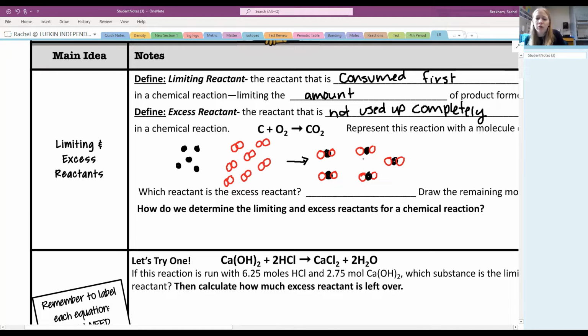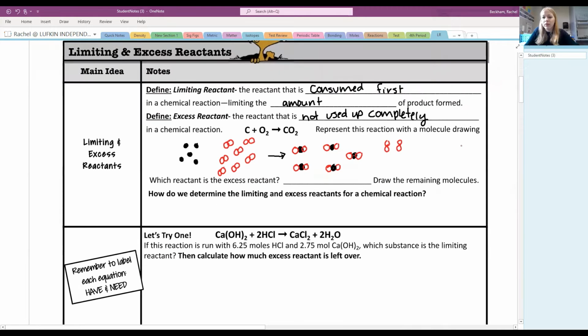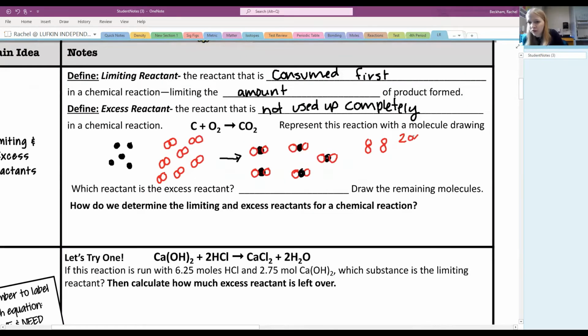So how many oxygens were not used up? Well, there were some leftover oxygens that were not completely used up. There were actually 2 when you count them up, right? So I'm going to write that over here. There are 2 oxygen molecules left over, and we call that the excess reactant. They are the excess reactant, right? So which reactant is the excess reactant? The answer for that would be oxygen, and we drew the remaining molecules over there to the side, right?